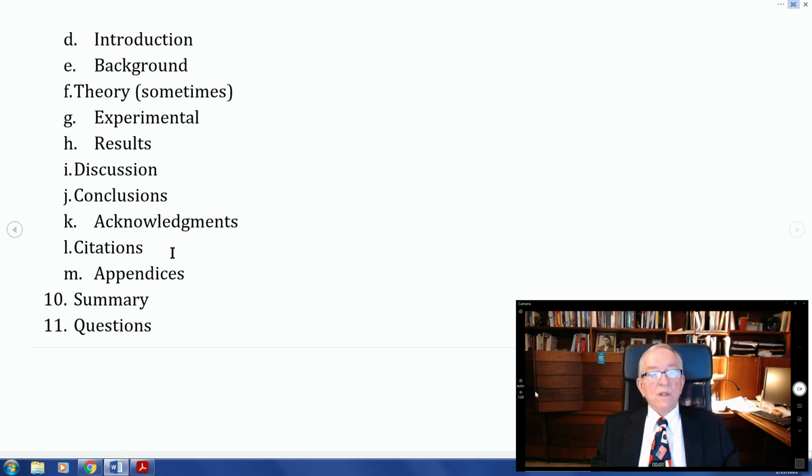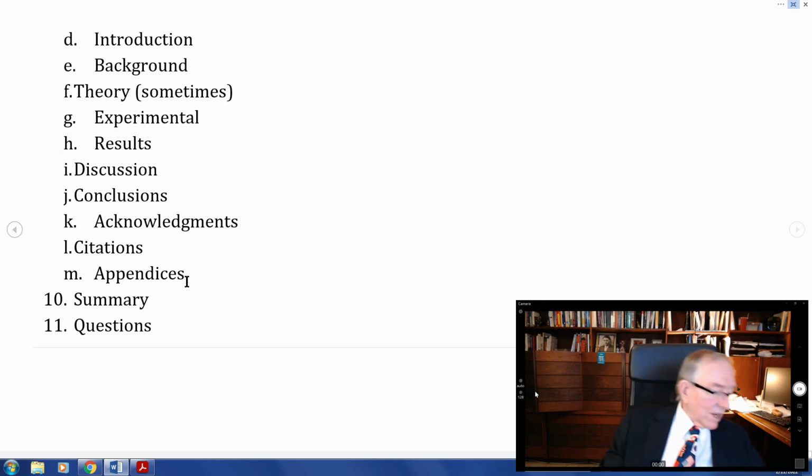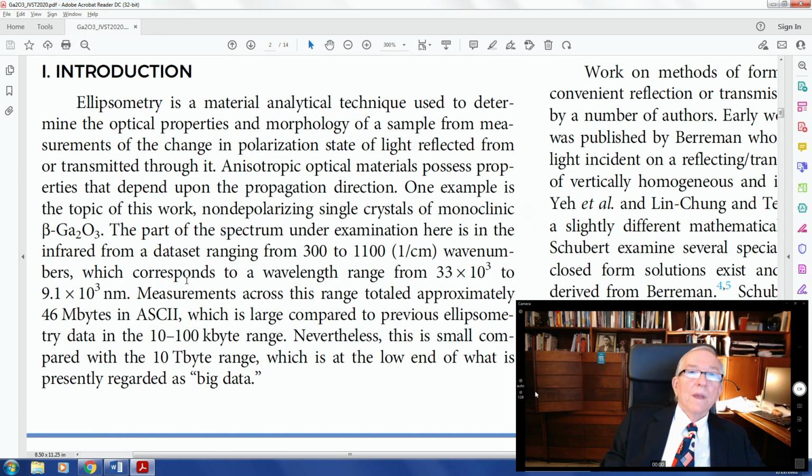Citations means in the article, you're going to tell whose work, prior work, did you mention and whose did you build on, and then the appendices. Let's take a quick look at that. And we'll go down through this article.